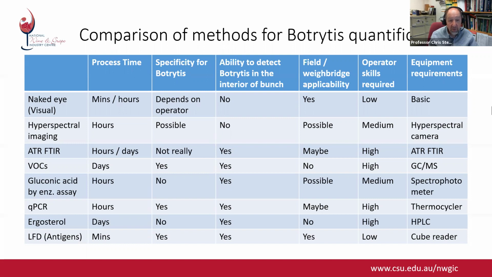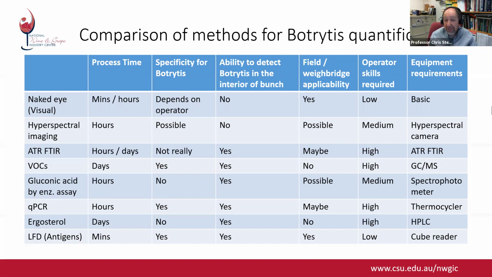Specificity, well, the ones I think have the greatest promise for specificity are probably the volatile organic compounds with a targeted analysis for key aroma compounds. The qPCR is specific, and the antigens are also specific. In terms of ability to detect and accuracy, well, the imaging techniques don't tell you what's inside. All the other ones, where we're homogenizing the sample, they tend to.